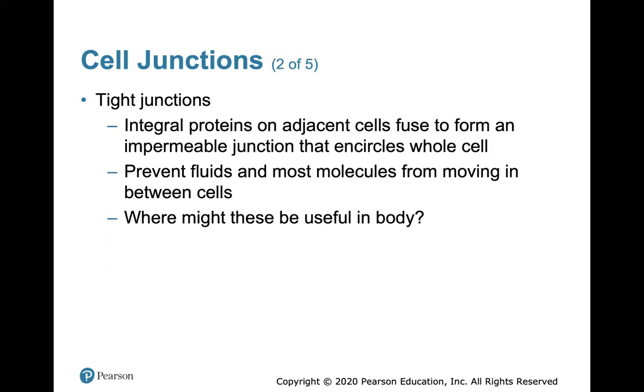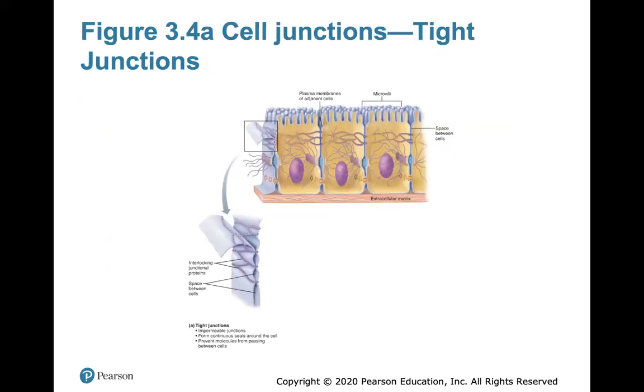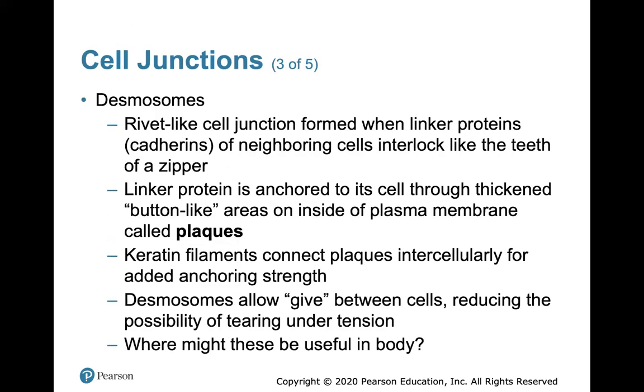The tight junctions are shown here. They're an impermeable junction. They form a continuous seal, so they will prevent any molecule from passing between the cells. Desmosomes are rivet-like junctions that are formed when linker proteins of neighboring cells interlock like teeth or a zipper.